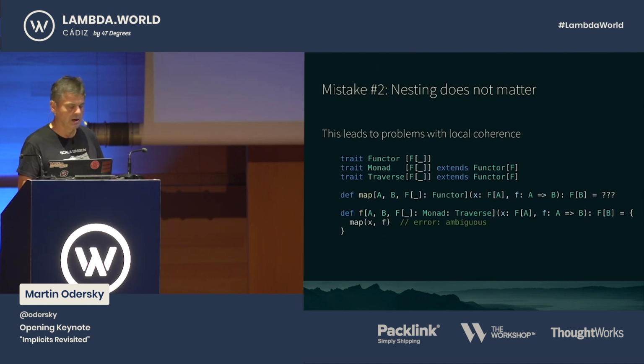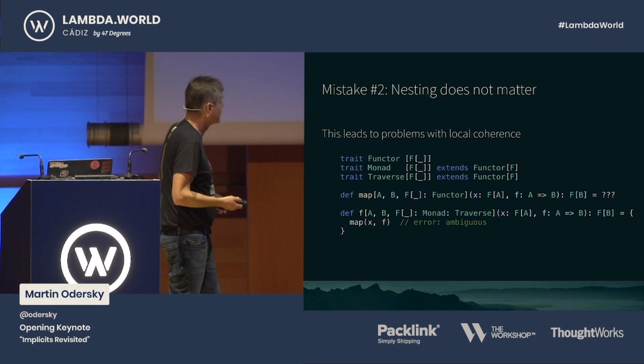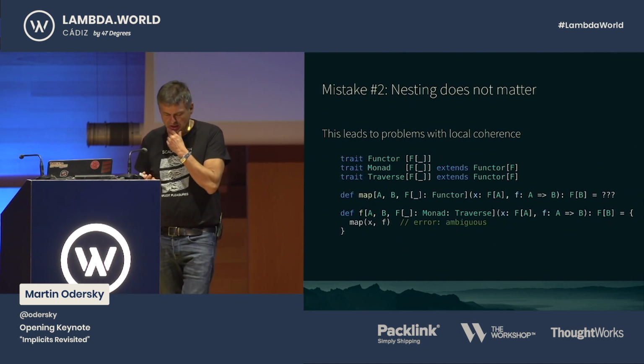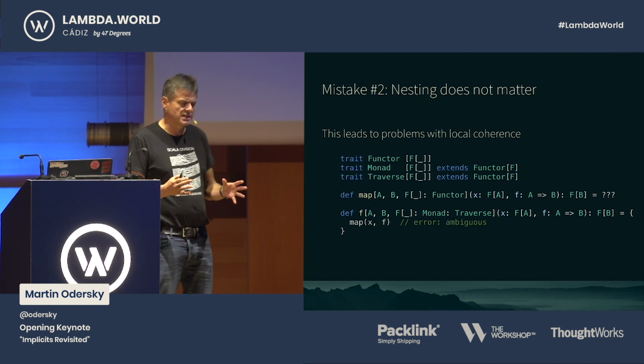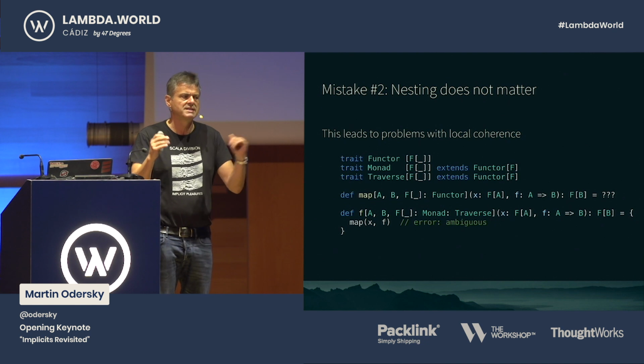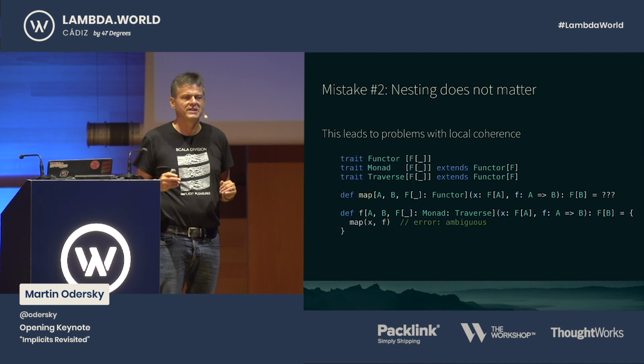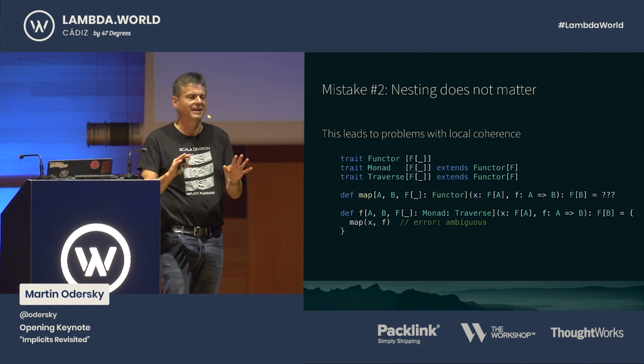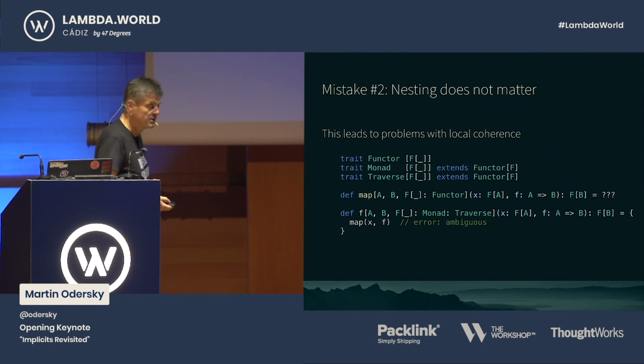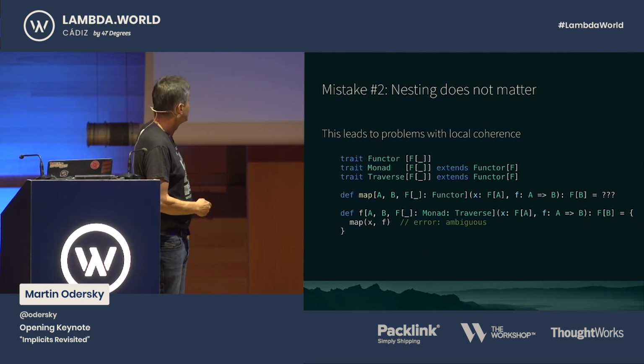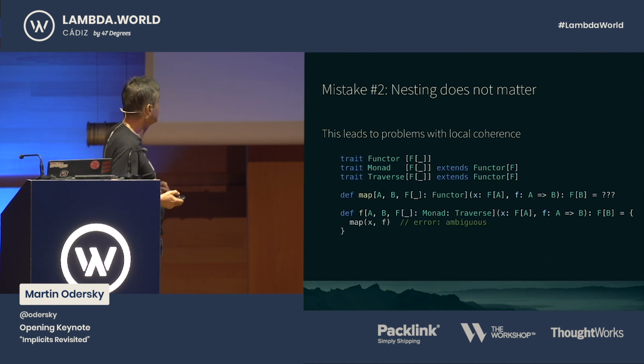And with coherence here I mean local coherence. Local coherence is essentially the thing where the compiler gets confused and says there's an ambiguity when there really isn't one. And you try to convince the compiler that, no, it's okay, there is only one instance. So let's run an example. Let's say we have the typical hierarchy of a functor class with two subclasses, monad and traverse. They both extend functor, but they don't extend each other.